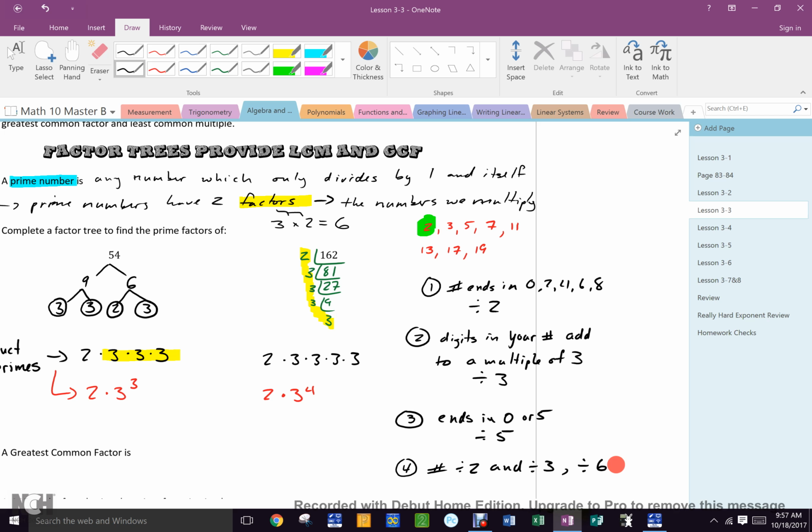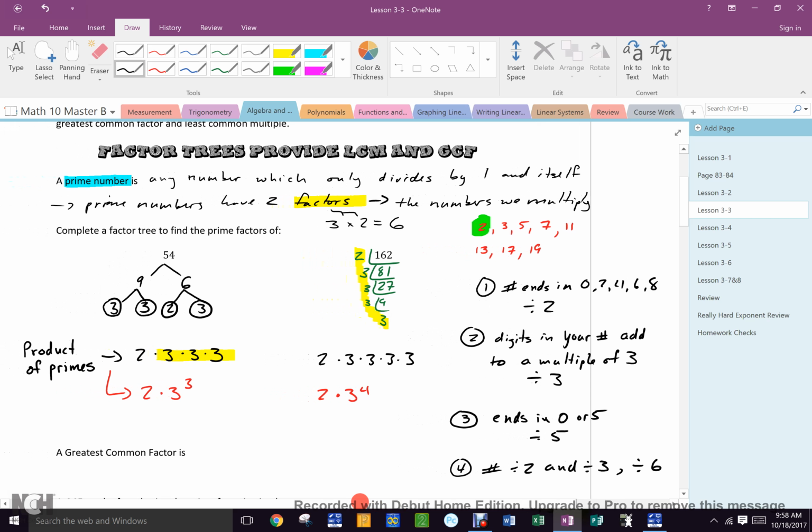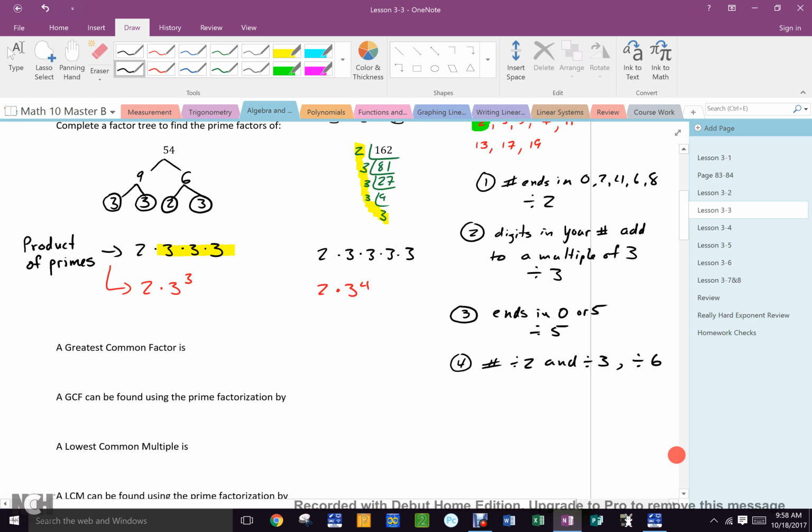There are some more tricks like that. There's one for 9. There's one for... I can't remember the rest because I don't use them. But there are some that will help you out. If you didn't write them down, no big deal. It's recorded.